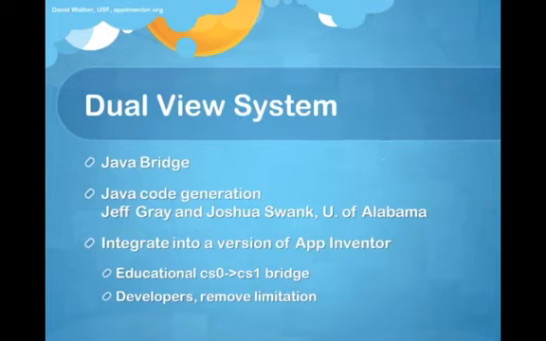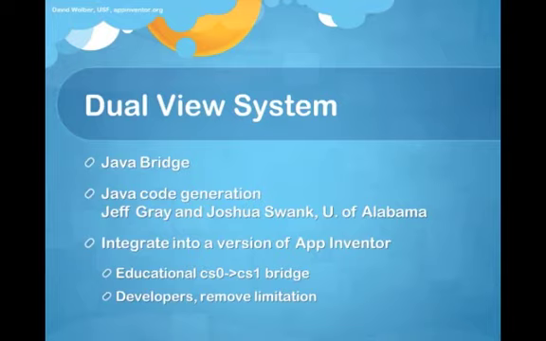I just want to talk a little bit about the idea of a dual view system. If you're not familiar with it, some folks from App Inventor and some guys at University of Alabama, Jeff Gray and Joshua Swank, have built a library of Java code called the Java Bridge. The idea is that the library is the Java equivalent to all the blocks and components in App Inventor, so you could see the blocks in App Inventor and, side by side, see the Java code. And Joshua Swank is writing a code generator, so you take your App Inventor app and it will generate that Java code for you.